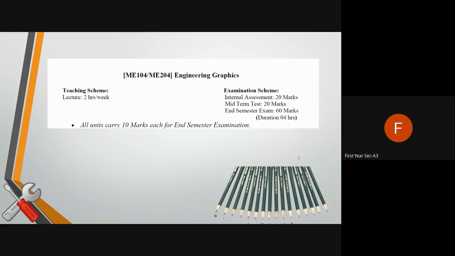As you know, engineering graphics has 2 hours per week, which means lecture time is 2 hours per week. The examination scheme is internal assessment 20 marks, then midterm test 20 marks, and the last exam, that is end semester, is 60 marks. The duration of the exam is 4 hours. All units carry 10 marks each. So 6 units are there.